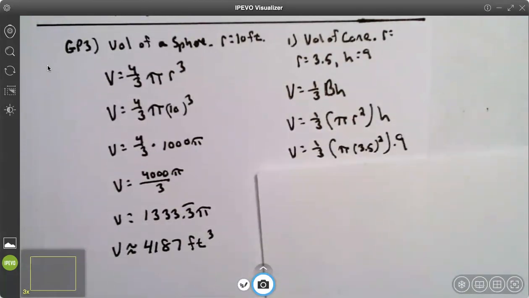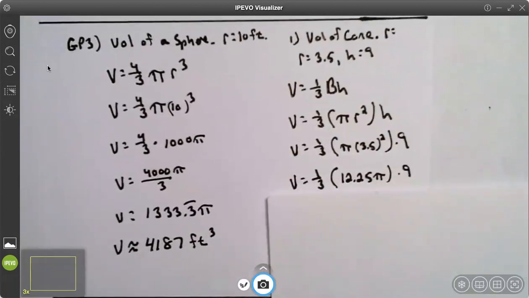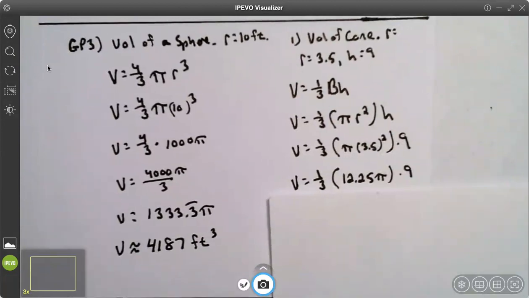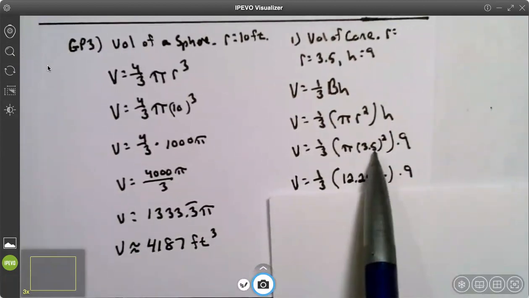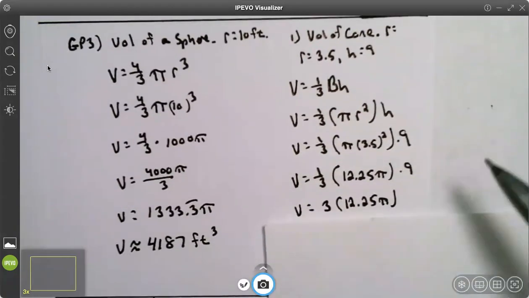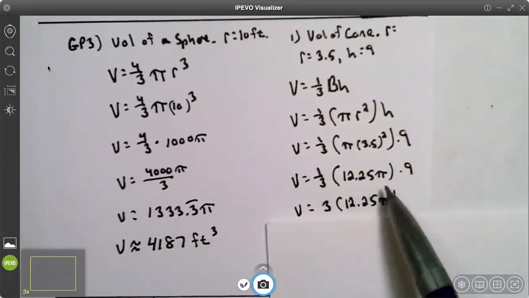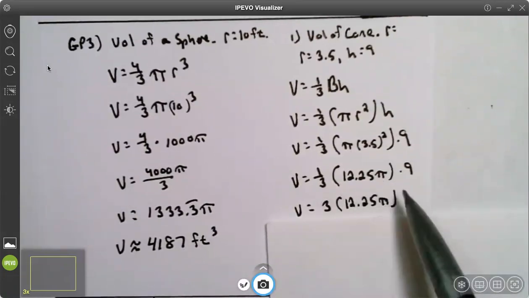And plug in 3.5 for R and 9 for H. It looks like this. The first step is to square that 3.5 and get 12.25. If you have a scientific calculator, you can do the rest all in one step. I could have left that 12.25 in my calculator, hit 9 times 9 times pi divided by 3. A lot of different ways you could have done it. I chose to try to do it in my head.